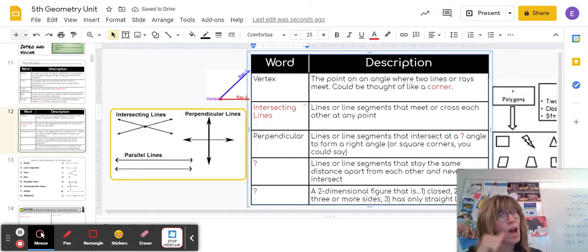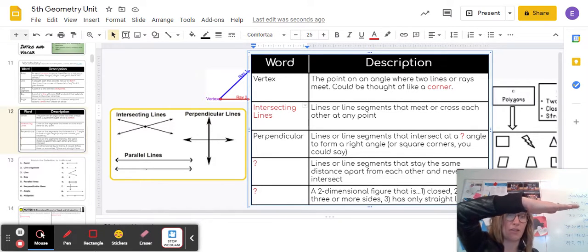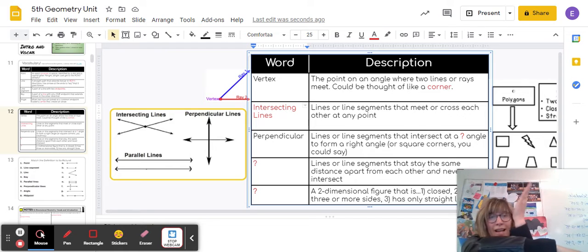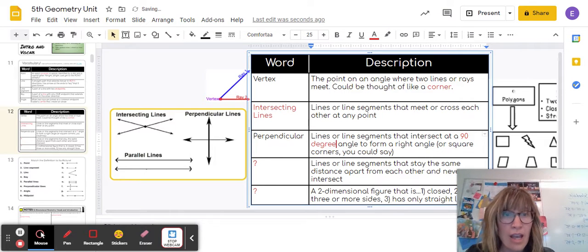Similar, but a little more specific: when you have intersecting lines or line segments that specifically come together at a 90-degree angle. So you have maybe something like an x-axis, and the y-axis intersects it at a 90-degree angle, at a right angle, to form a right angle or a square corner, you could say.